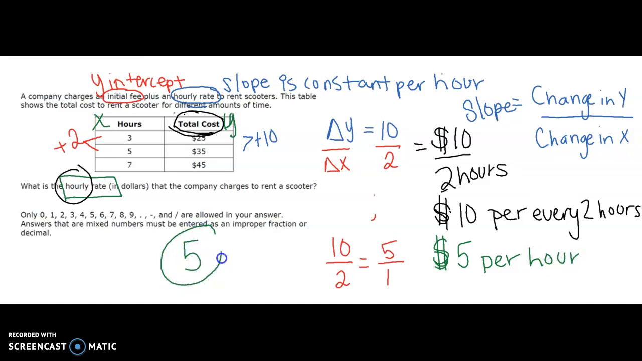So what is the hourly charge? $5. You would only type in 5. You do not type in the money symbol, and you do not need to put the decimals. You could write 5.00, but it's not necessary. So either one of those would work.